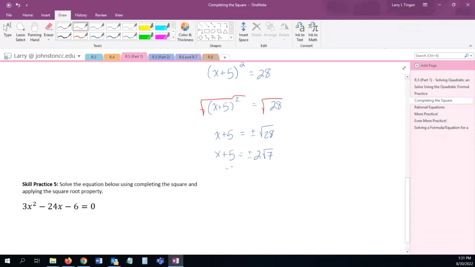And then finish it up, subtract 5, subtract 5. And what do I have? We have x is equal to negative 5 plus or minus 2 square roots of 7. What does my solution set look like? My solution set has negative 5 plus 2 root 7, negative 5 minus 2 root 7. And that's supposed to be a curly brace. So there are my solutions.